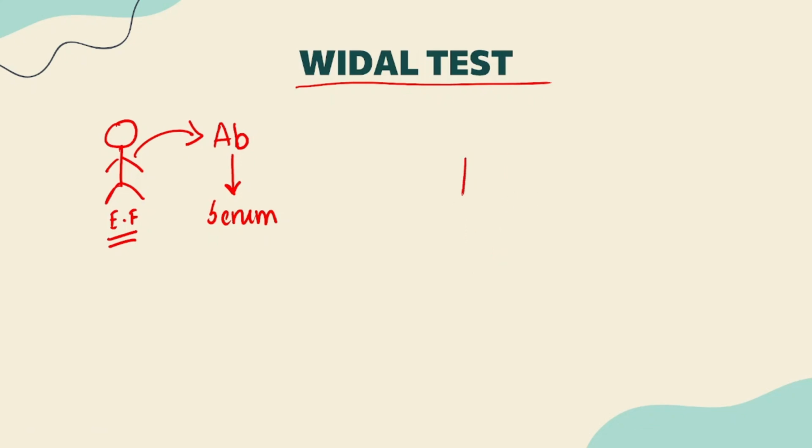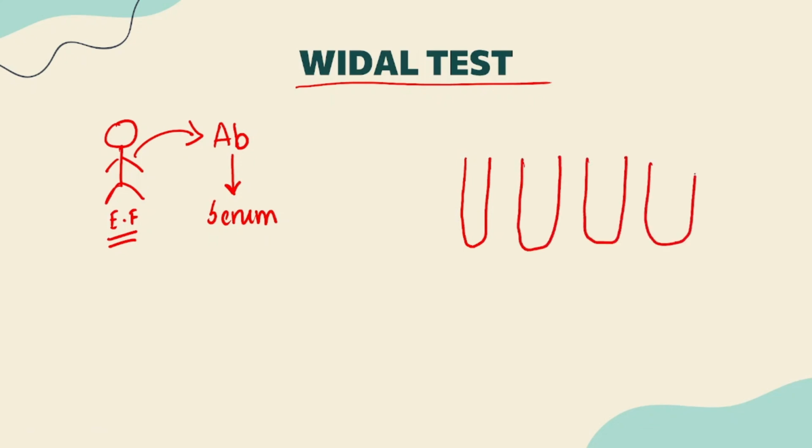So we would be requiring test tubes for this. We are going to require some test tubes for this test to take place. So you're going to take several test tubes over here, and we are going to put the antigens, like the TO antigen, the TH antigen, the AH antigen and the BH antigen. So basically we have taken antigen in the test tubes, then we have to collect the patient serum.